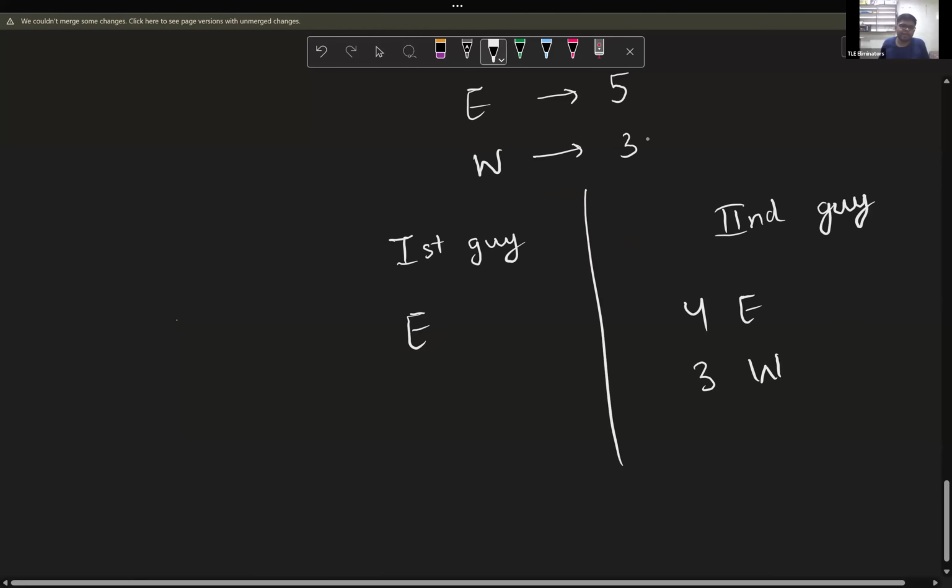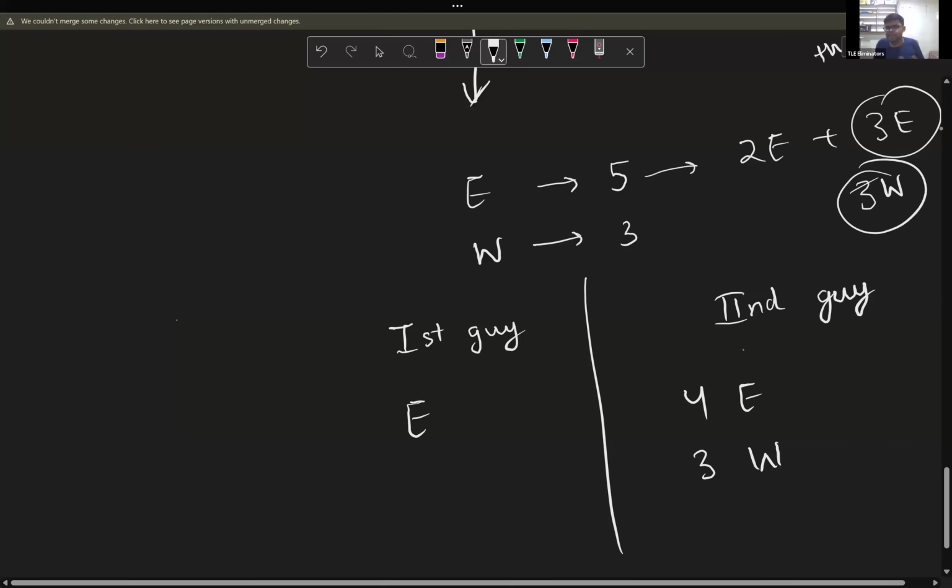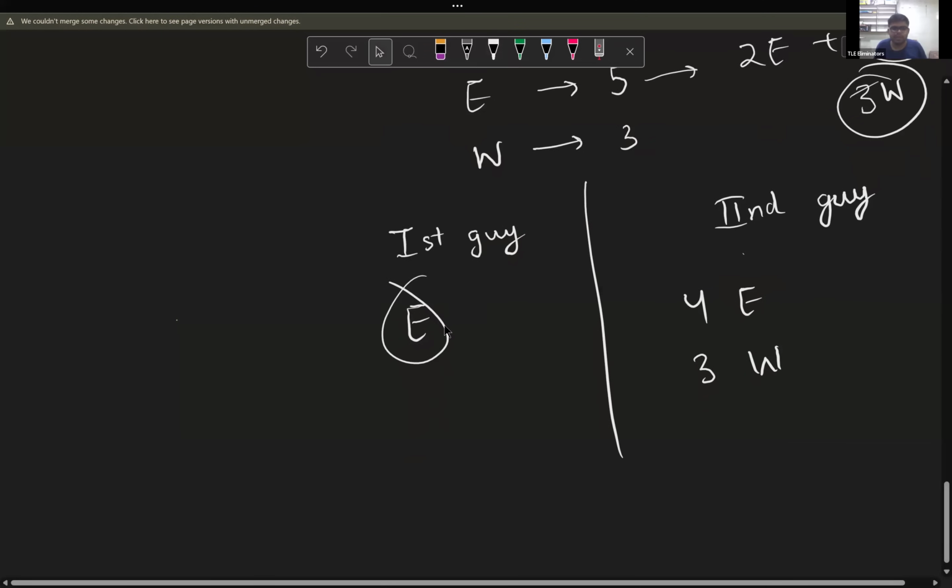You can just verify that it completely makes sense, like these 5 E's could have been written as 2 extra E plus 3 E's which can be combined with the 3 W's. So these moves can be cancelled out with each other. So I'm just using the second guy to play all the moves, and for the first guy, I'm just playing one of the extra moves. So that my implementation will be really simple.